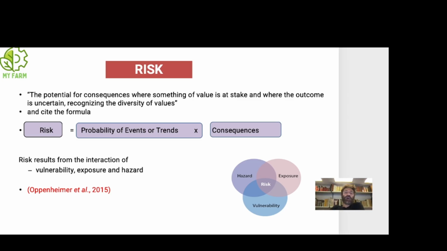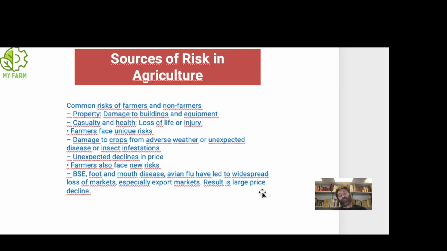Recalling the Oppenheimer definition, Oppenheimer et al. in 2015: risk is the potential for consequences where something of value is at stake and where the outcome is uncertain, recognizing the diversity of values. So risk can be identified as equal to the probability of the event or trend multiplied by the consequence of this event. Risk results from the interaction of vulnerability, exposure and hazard, as you can see summarized in the figure. So, let's spend more time on the sources of risk, specifically in the primary sector.